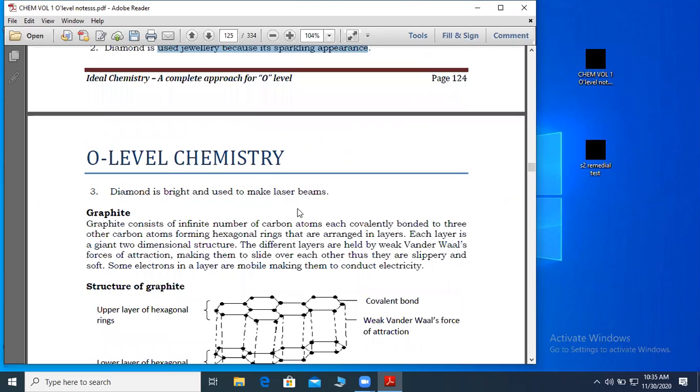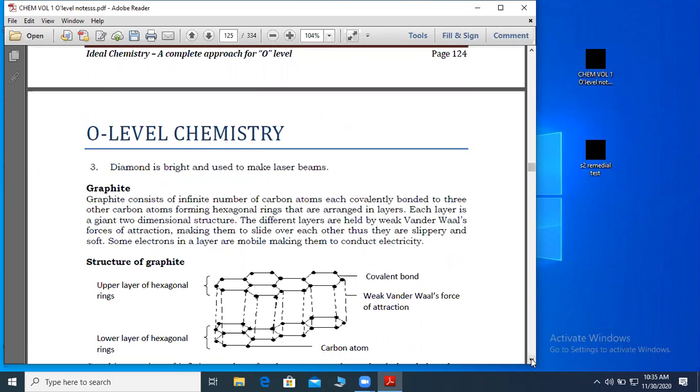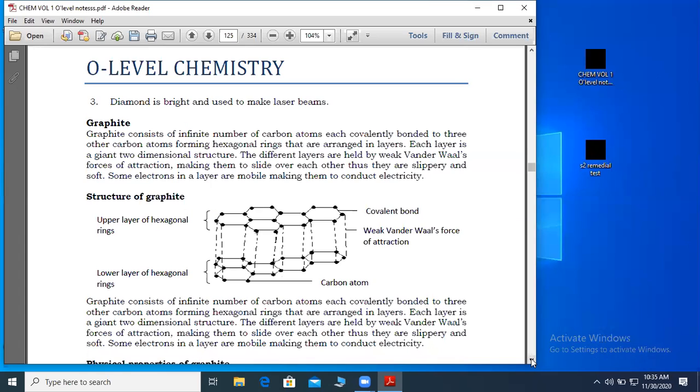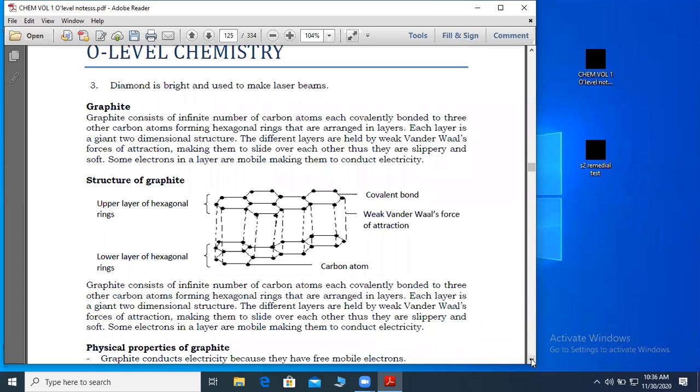The first two are the two major uses of diamond. Now let us talk about graphite. Whereas in diamond, each carbon atom is bonded to 4 other carbon atoms, when you look at graphite, it is not the case. I want us to look at this structure.